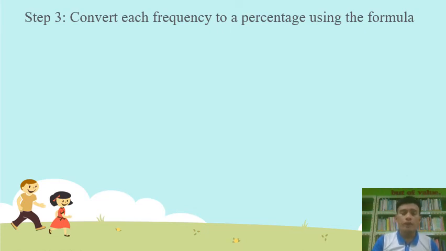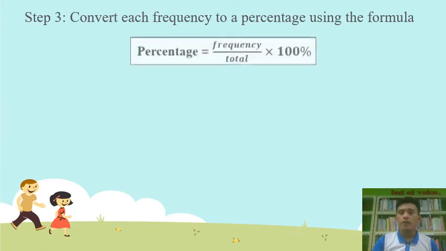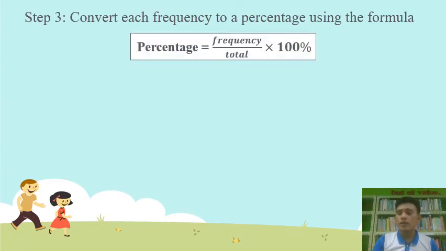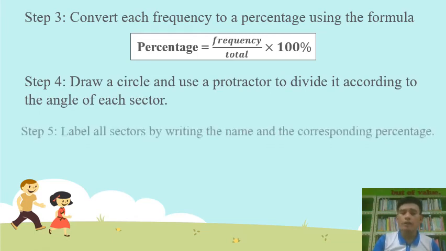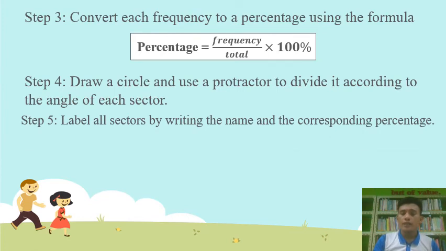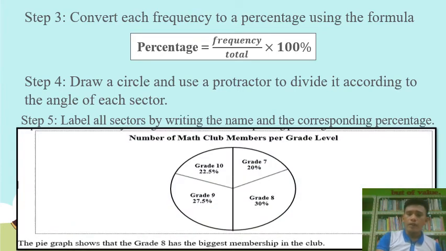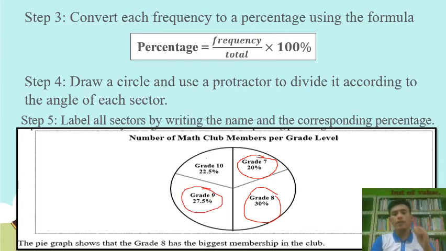Step 3. Convert each frequency to a percentage using the formula: frequency over the total times 100. Next, draw a circle and use a protractor to divide it according to the angle. Label all sectors by writing the name. So, grade 7 is 20%, grade 8 is 30%, grade 9 is 27.5%, grade 10 is 22.5%.